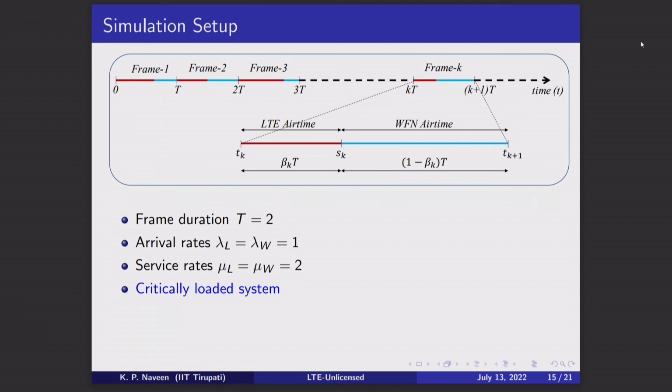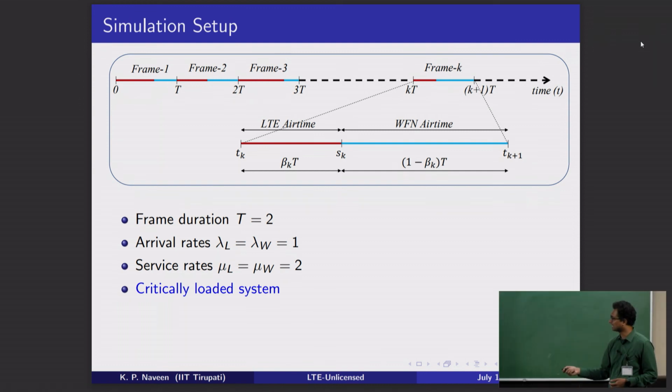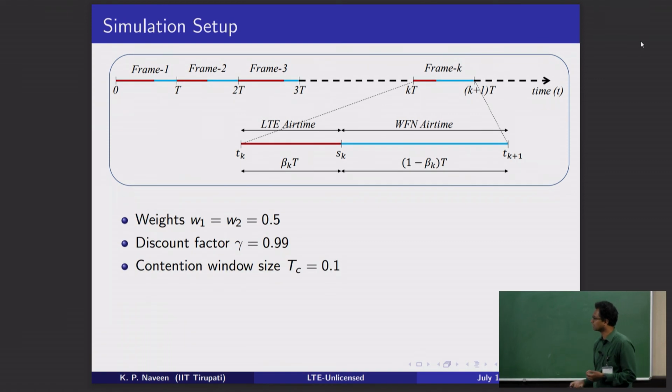We have done some simulations. Our frame duration is, say, 2 time units, and these are some arrival rates and service rates. This is the number of LTE customers that will arrive on average per unit time, and this is the number of customers that can be served per unit time. So those are some of the setups. There are a lot of parameters here, and these are the weights.